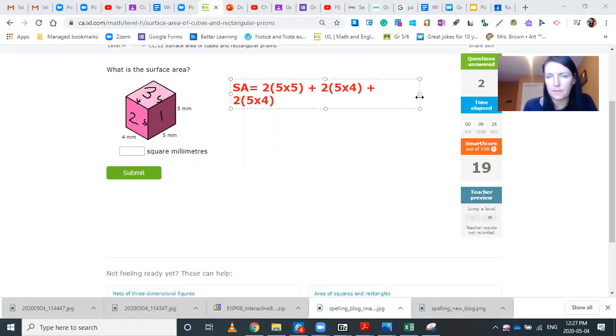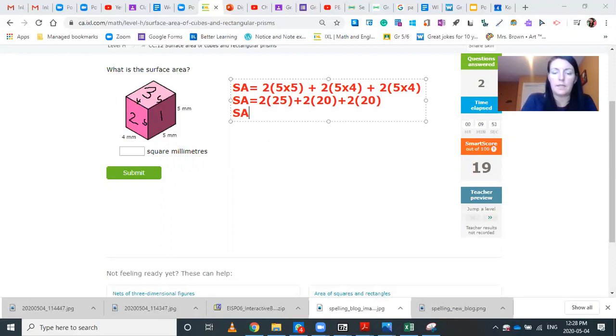Okay, let's make that long enough. There you go. That is all we need to get from our shape, and now we just work it out on the piece of paper. Surface area is equal to 2 times 25. 5 times 5 is 25. We're adding 2 times 20, because 5 times 4 is 20. And we're adding 2 times another 20, because 5 times 4 is 20.